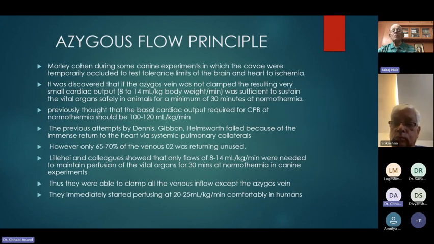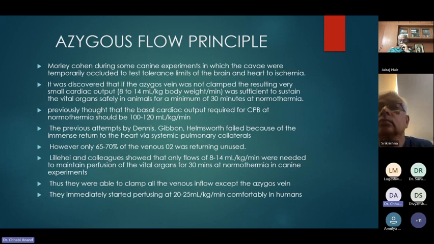Azygous flow principle. Morley coined this during some canine experiments in which the cava were temporarily occluded to test the tolerance limit of the brain and heart to ischemia. It was discovered that if the azygous vein was not clamped, the resulting very small cardiac output, that is 8 to 14 ml per kg body weight per minute, was sufficient to sustain the vital organs safely in animals for a minimum of 30 minutes at normothermia.